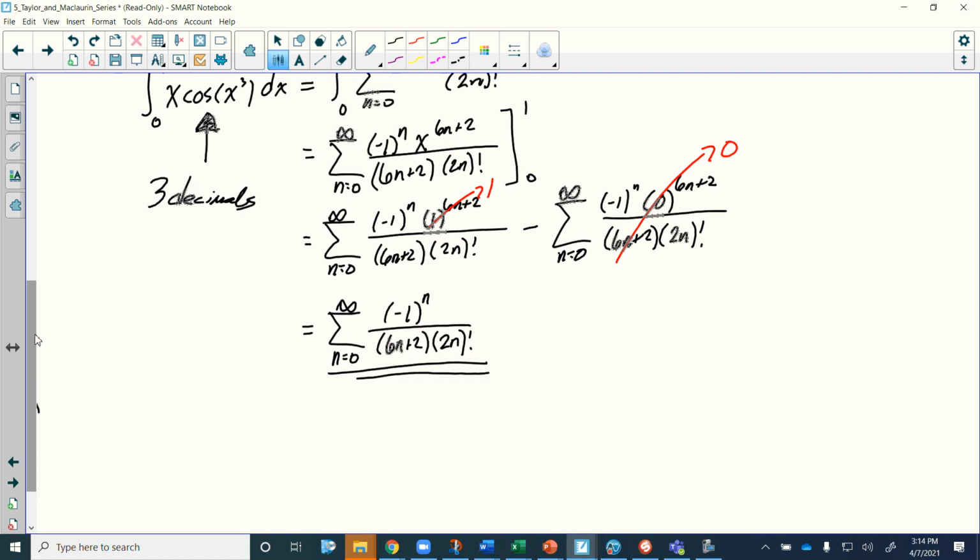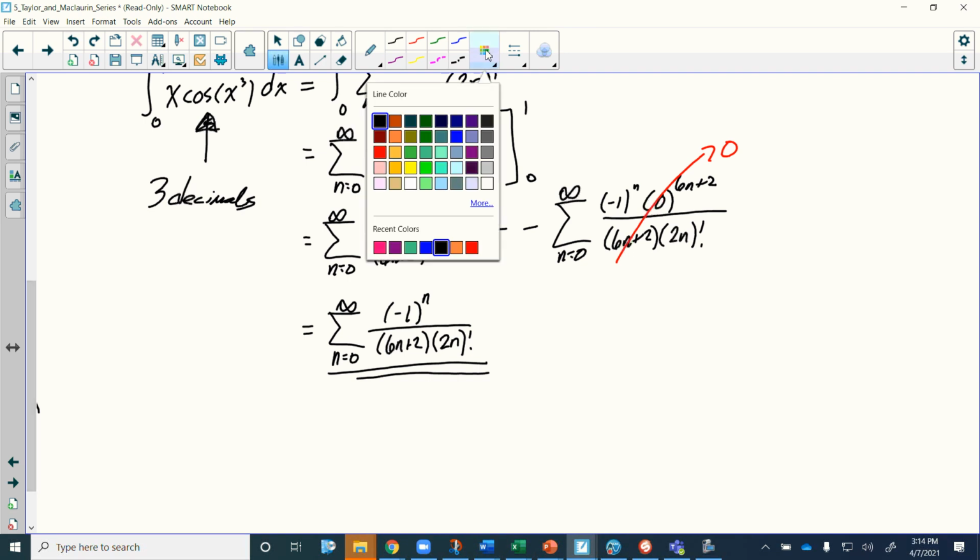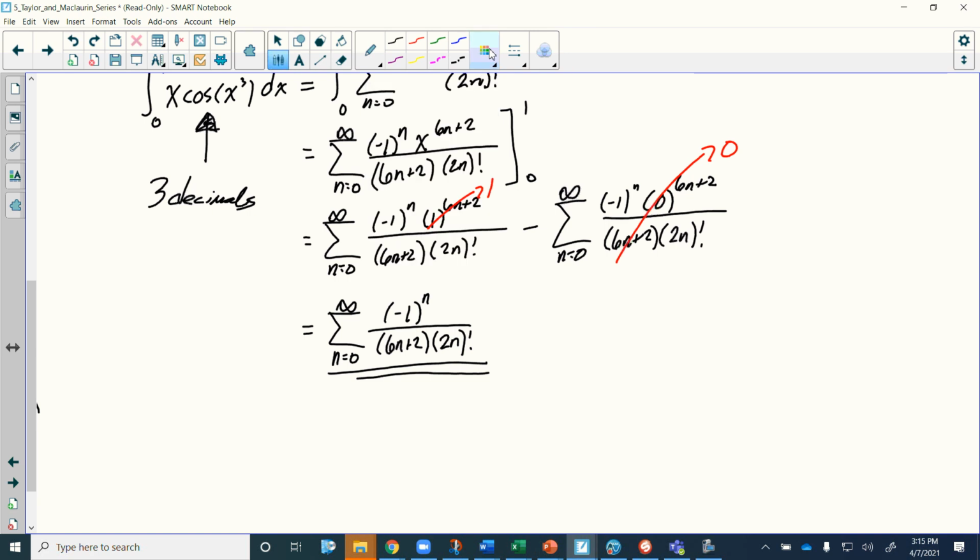Now it's time to try and approximate the expression to 3 decimal places. So here, let's go ahead and go back to this green color. And I'm going to pause the video so I can write some stuff down here.